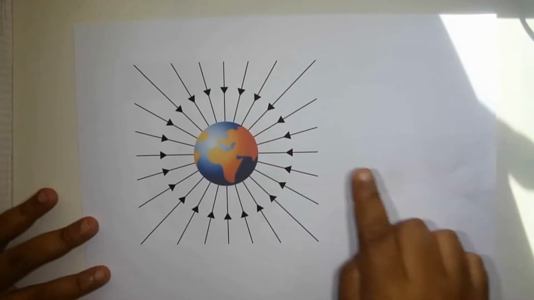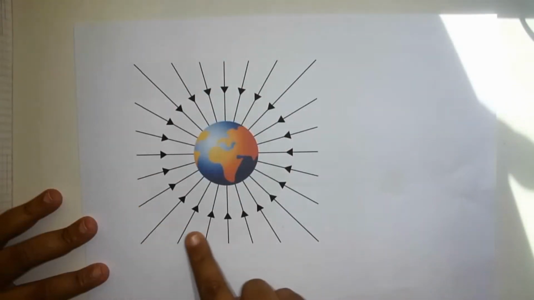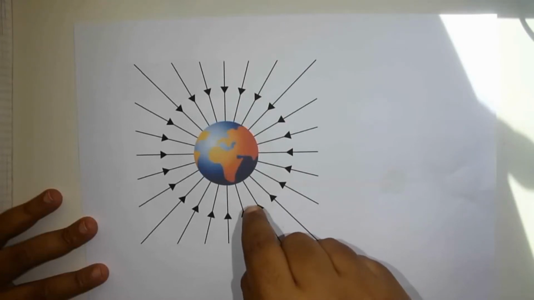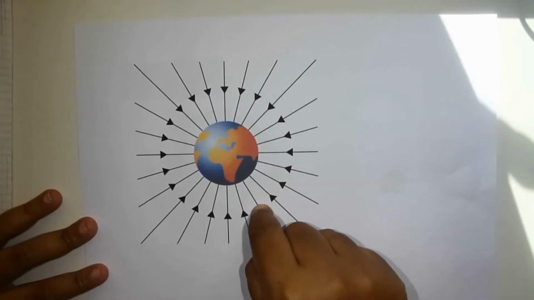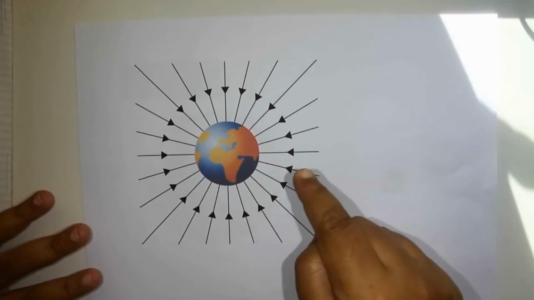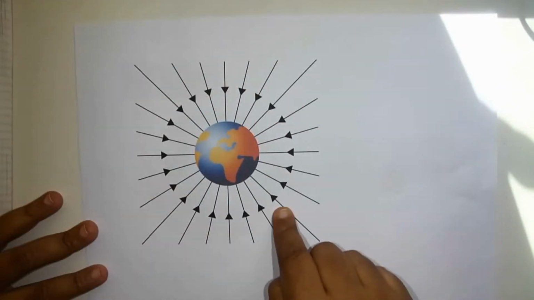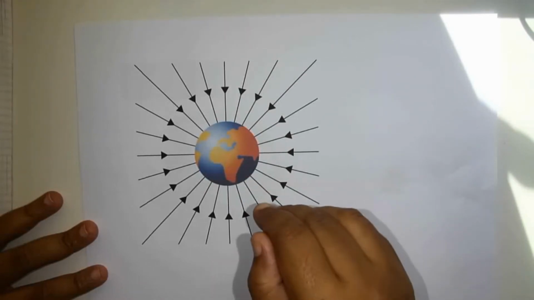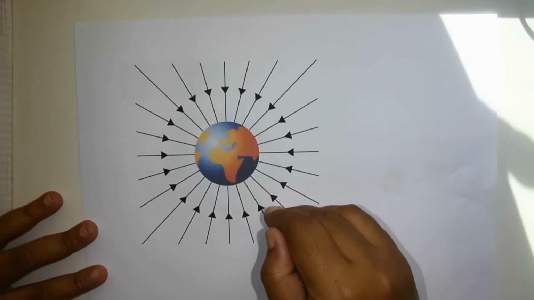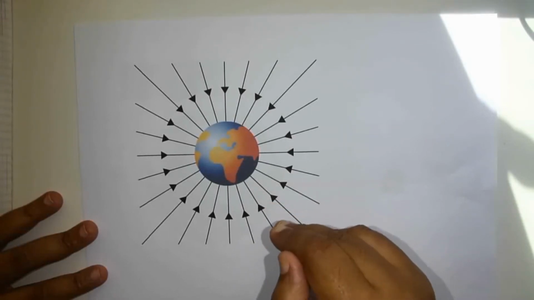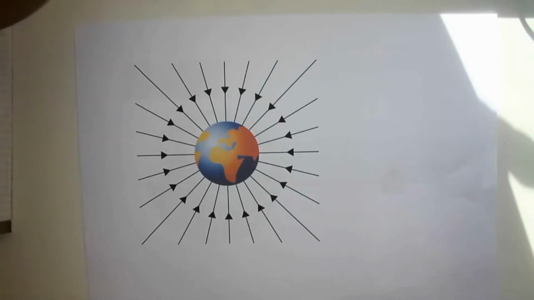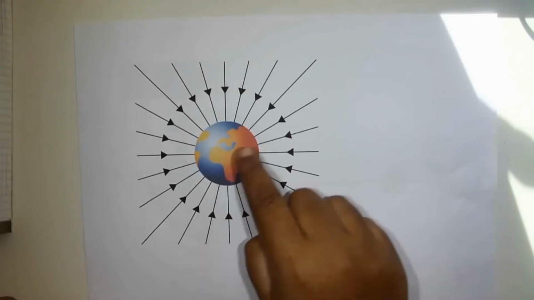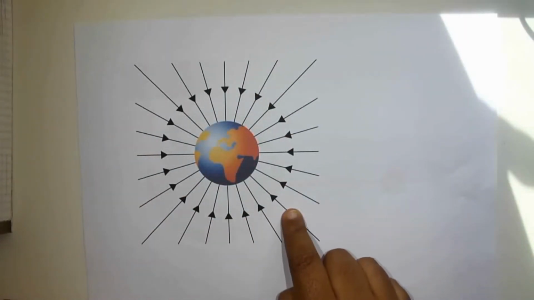A gravitational field is a region where if any object enters into the region, a gravitational force will act on the object. So what is a gravitational field? It's a region where a gravitational force acts on massive bodies. If an object enters into the region, a gravitational force will act on the object. Say for example, this is Earth and this is the gravitational field of the Earth.